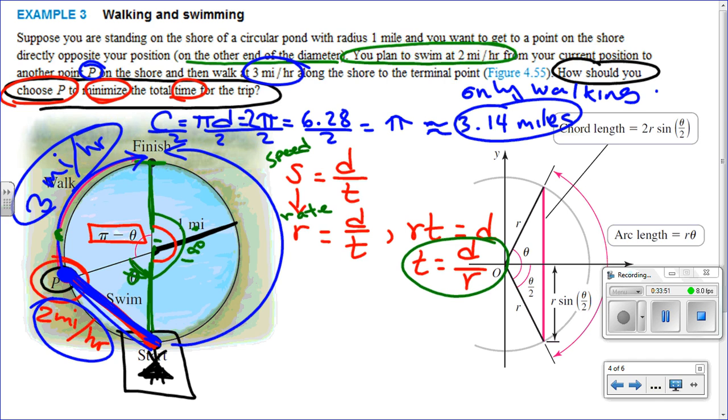And then the length of the walking part is going to be the arc length. Oh. So we'll solve this one next class because I don't want to ruin your Wednesday.